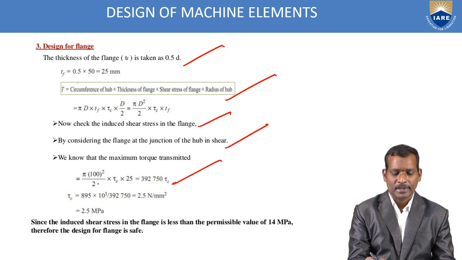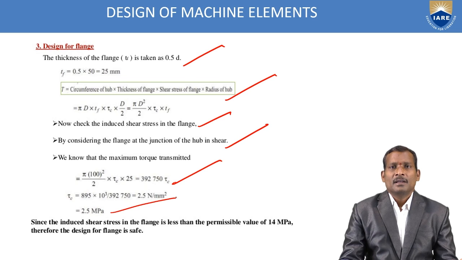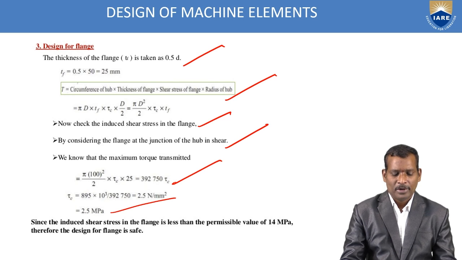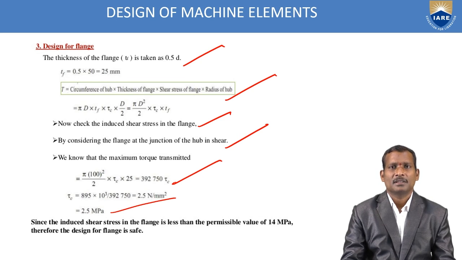So D is equal to 100 here. So here you can calculate the shear stress, 2.5 megapascal. So the induced shear stress in the flange is less than the permissible value. The shear stress given for the flange material is 14 megapascal. Therefore, the above design is safe. The above design means whatever dimensions of the plates you calculated are in a safe condition.